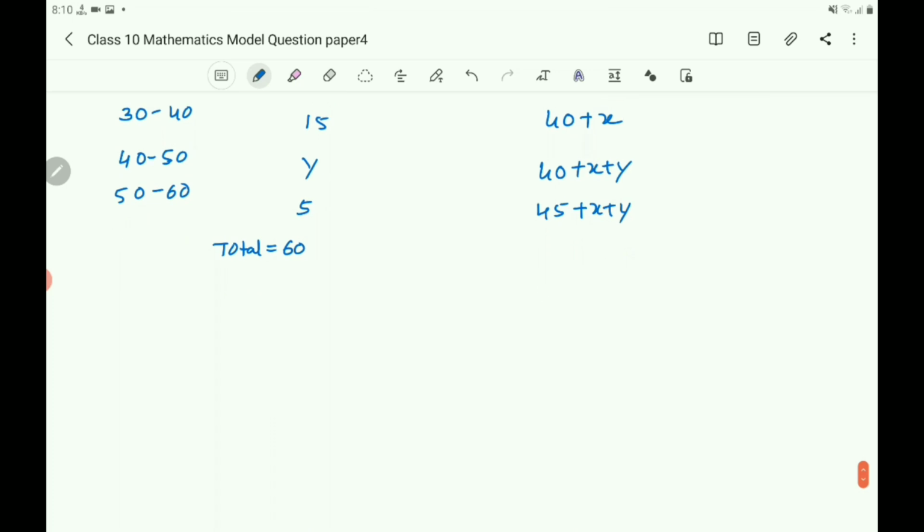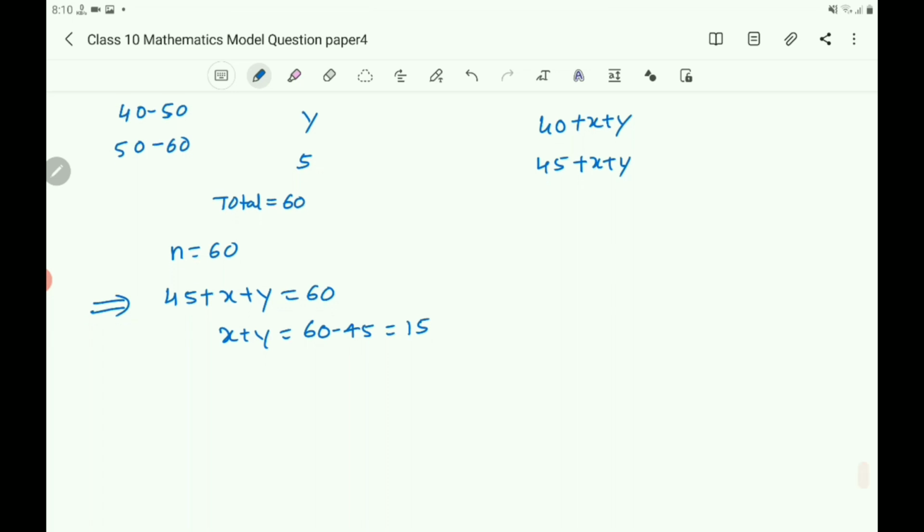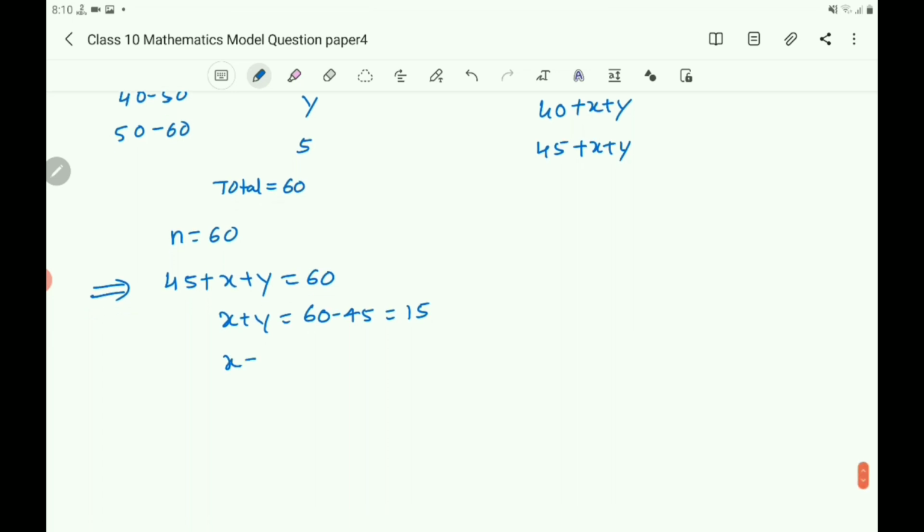Then you know that this total must be equal to this one. 45 plus x plus y is equal to what? Total. So you got here n equals 60, that implies 45 plus x plus y equals 60. Therefore you can write x plus y equals 60 minus 45, 60 minus 45 is 15. So you got that x plus y equals 15.